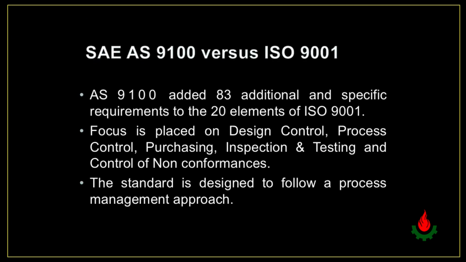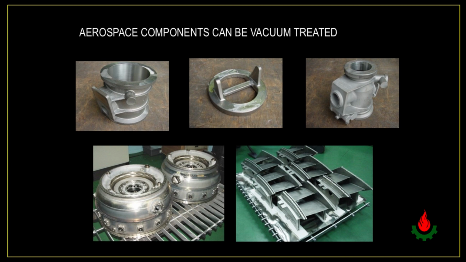SAE AS9100 versus ISO 9001. AS9100 added 83 additional and specific requirements to the 20 elements of ISO 9001. Focus is placed on design control, process control, purchasing, inspection and testing, and control of non-conformances. The standard is designed to follow a process management approach. Aerospace and other component arranging method.